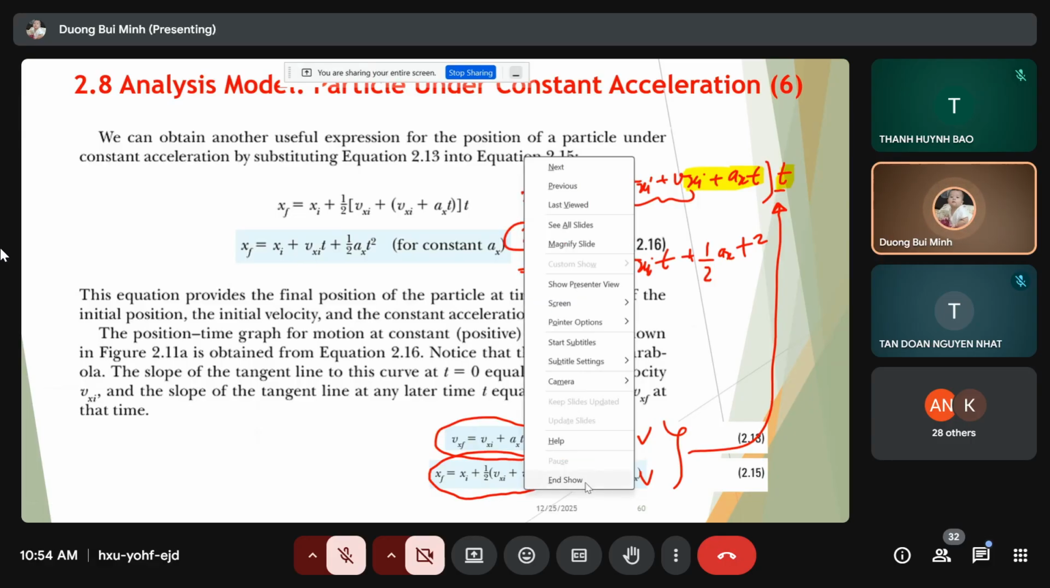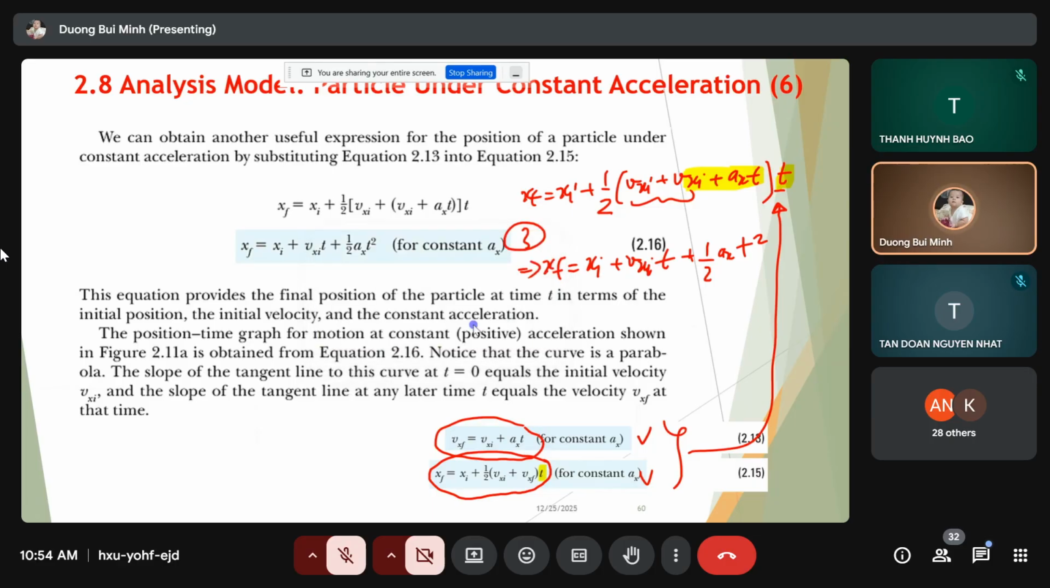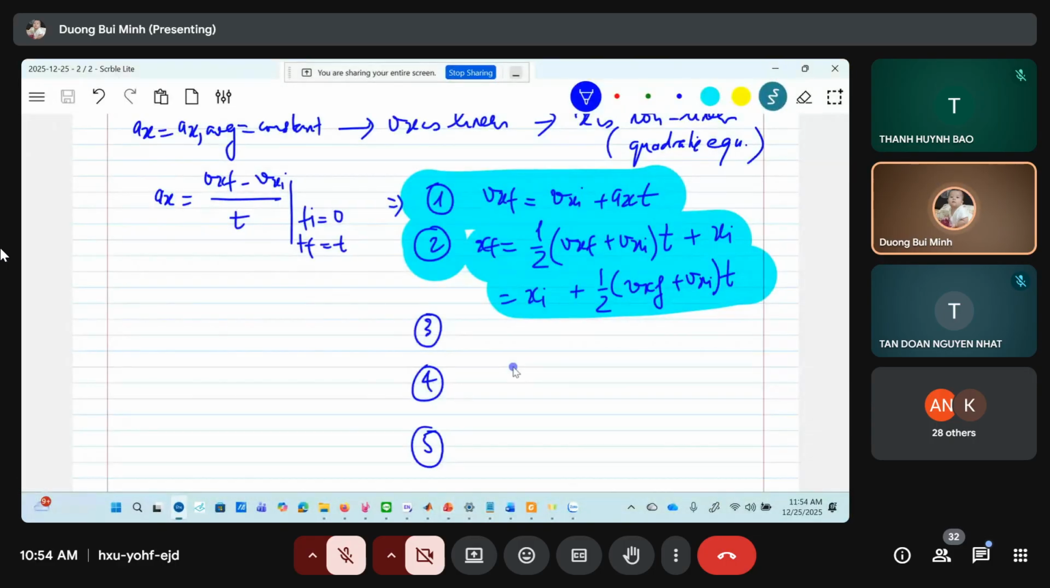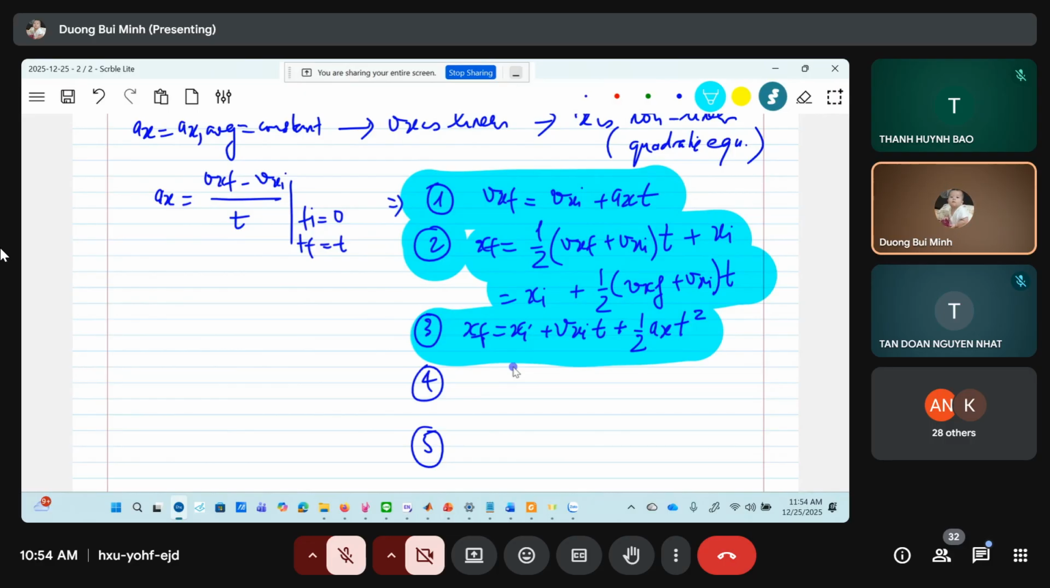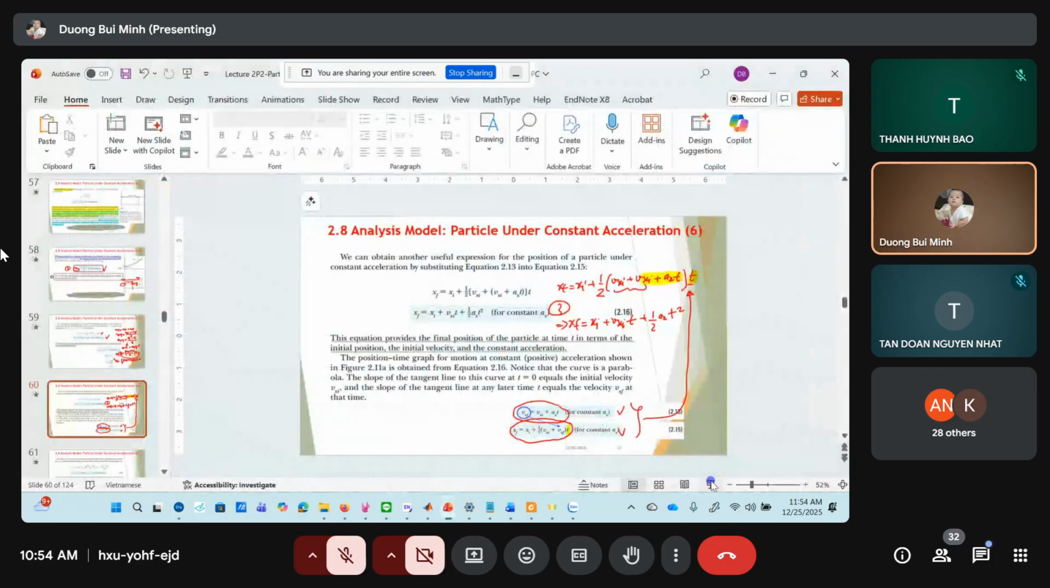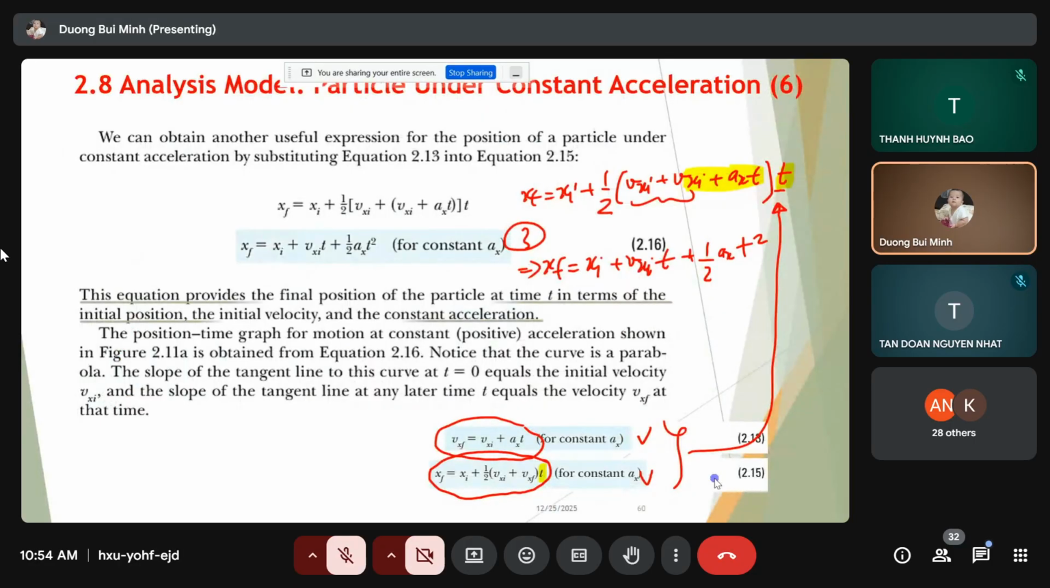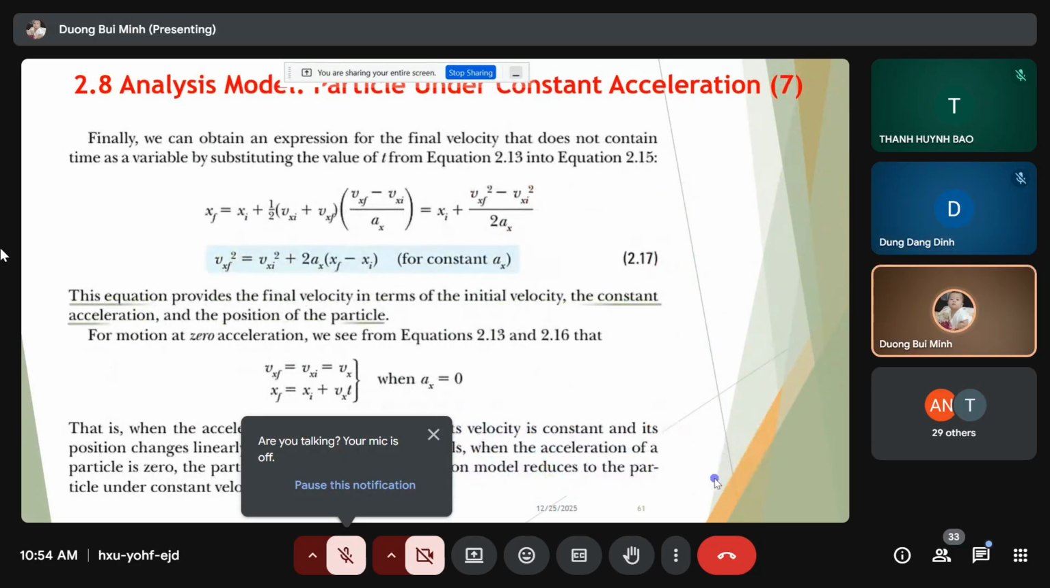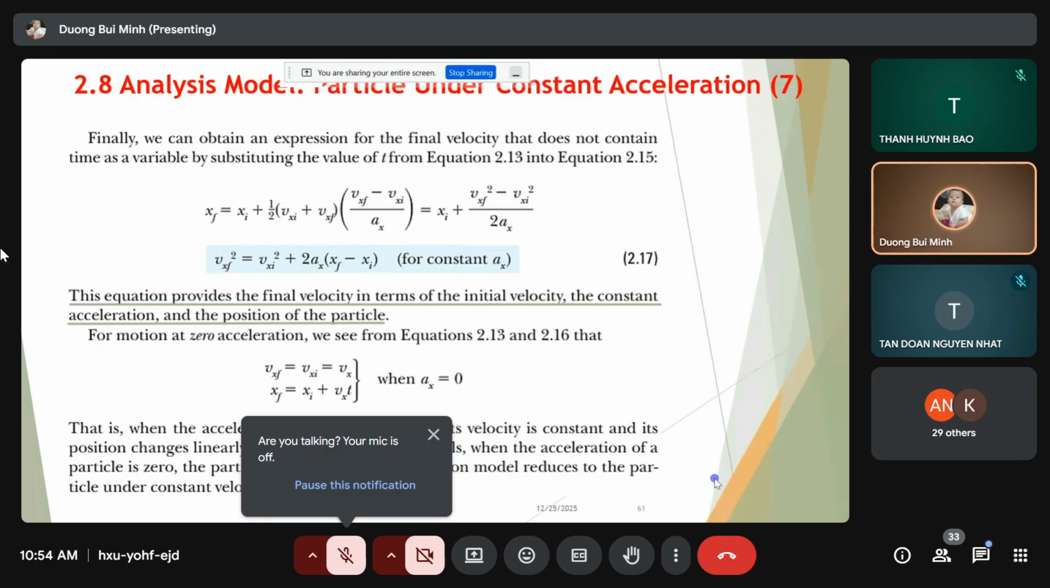So now I copy number 3 to be here. Now we have xf is xi plus Vxi times t plus half ax t squared. This is number 3. Okay, continue. Number 4. Look.